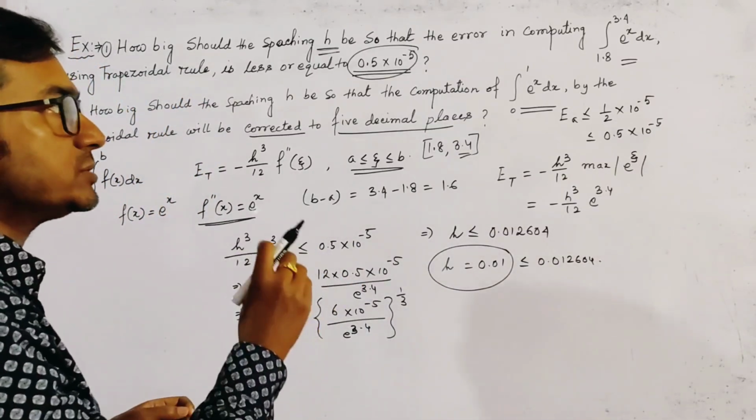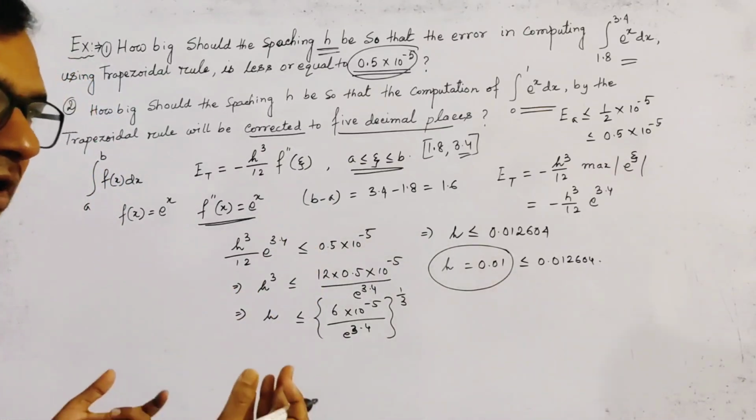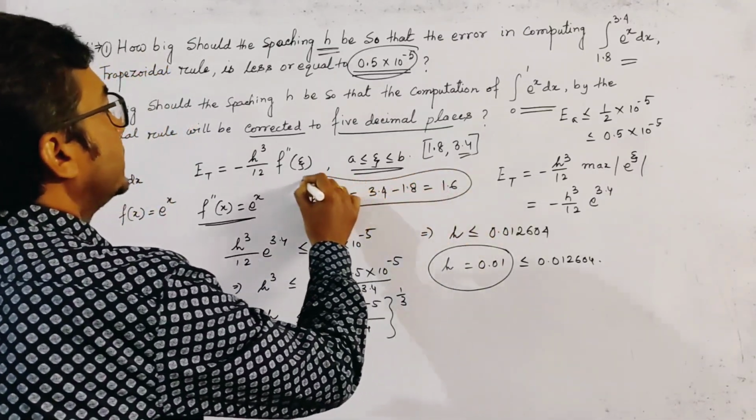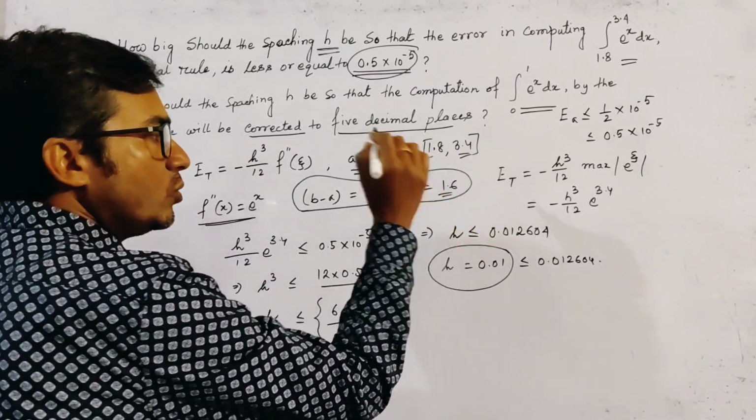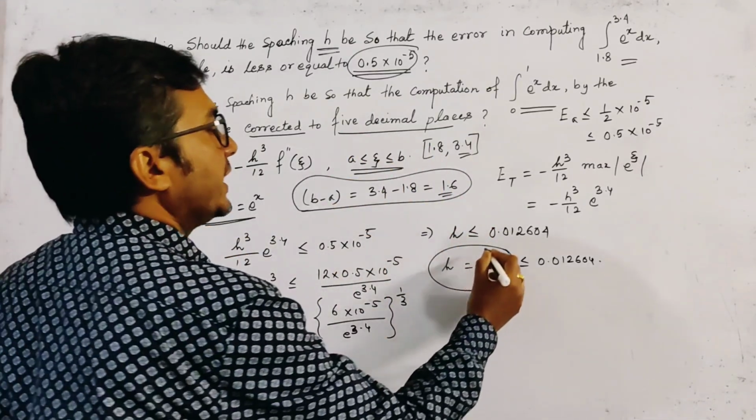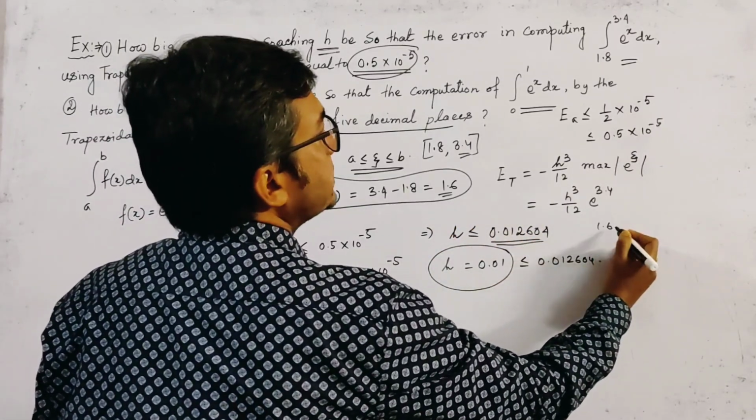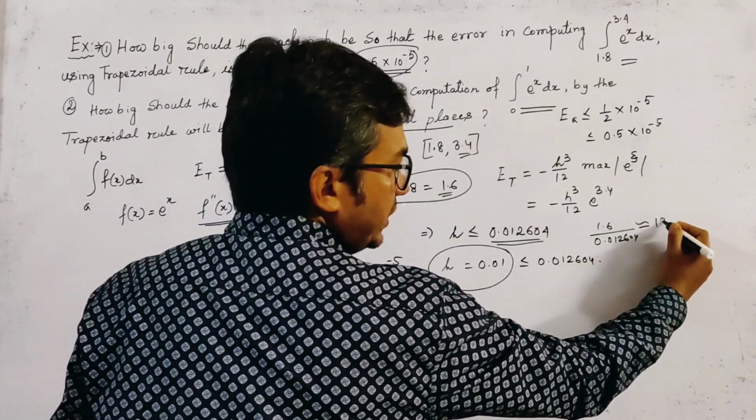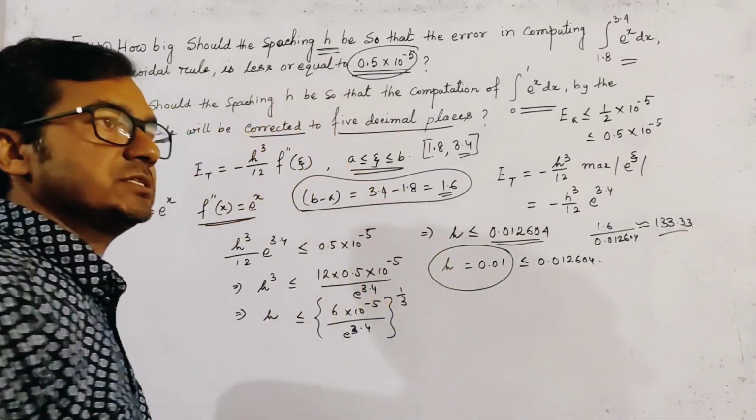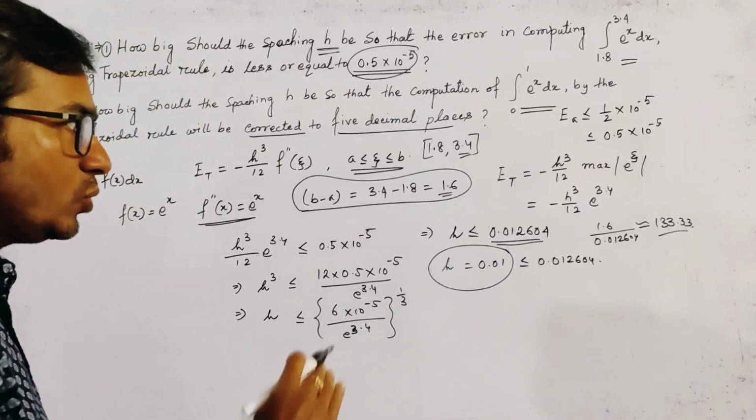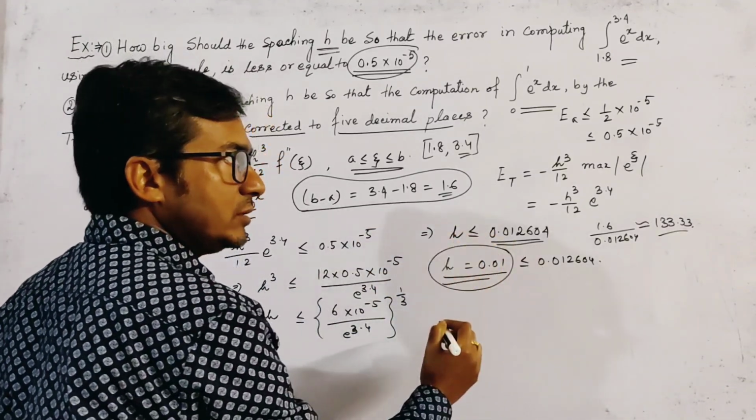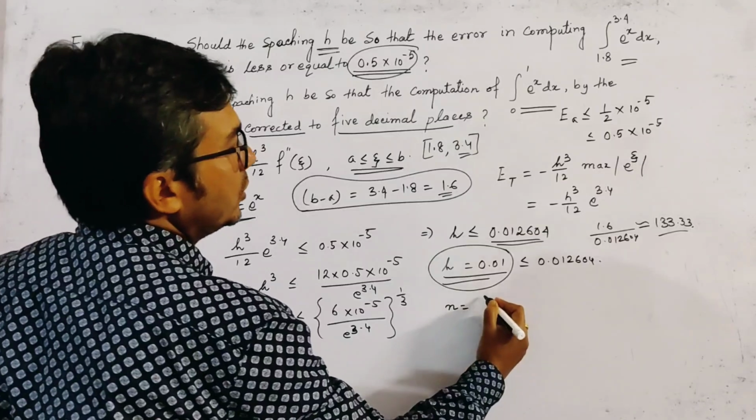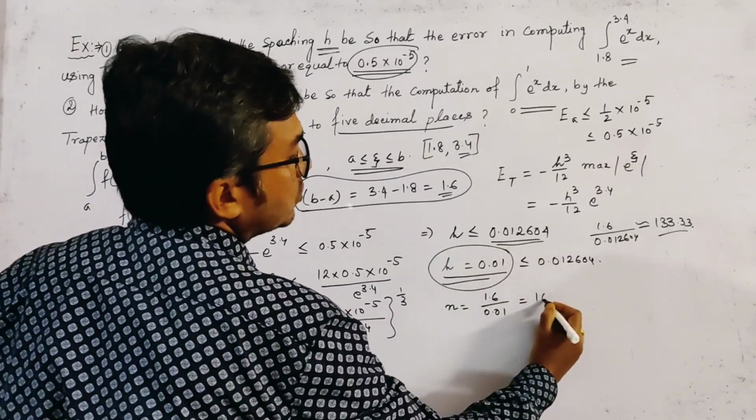Now, why do we take this type of h? Because we know that the number of subintervals for the trapezoidal rule or any other rule must be a positive integer. Here it is already calculated that the total length of the interval b minus a is 1.6. If we take this h, then 1.6 divided by 0.012604 is approximately 133.33, which is not a positive integer. So we take h equal to 0.01, which satisfies the condition on h. In this case, the number of intervals is 1.6 by 0.01, that is 160 intervals.